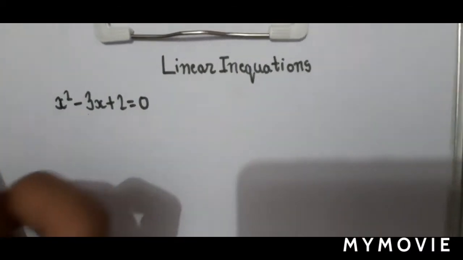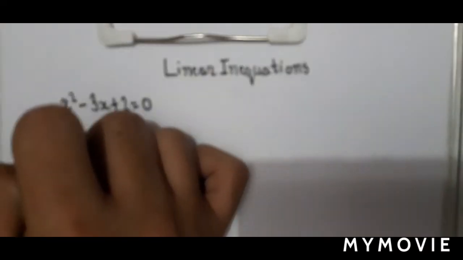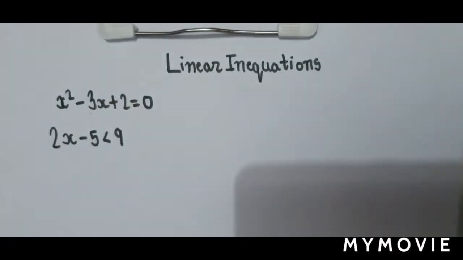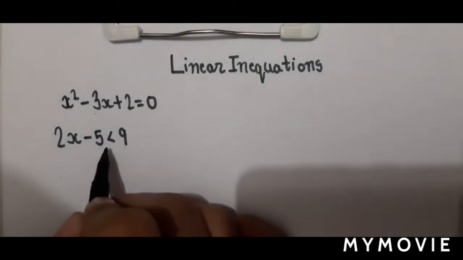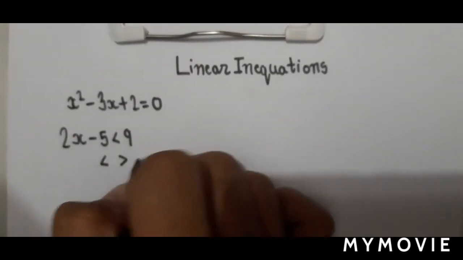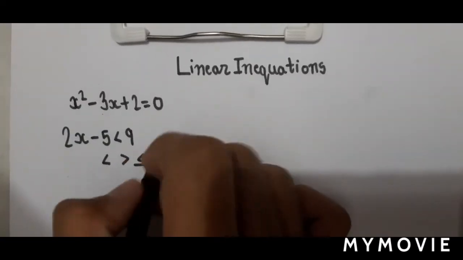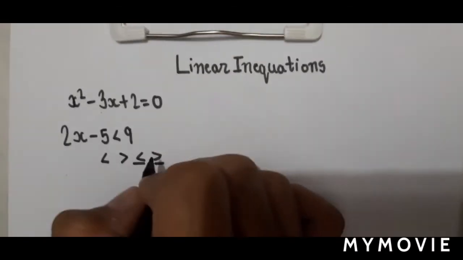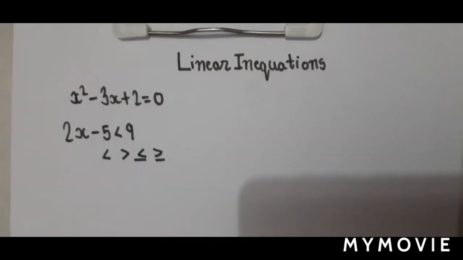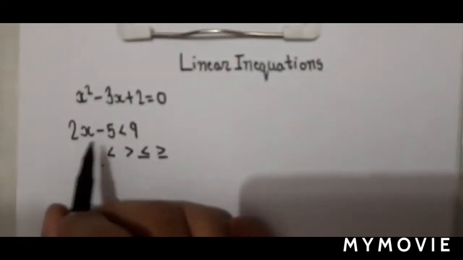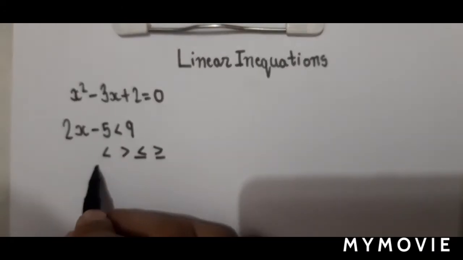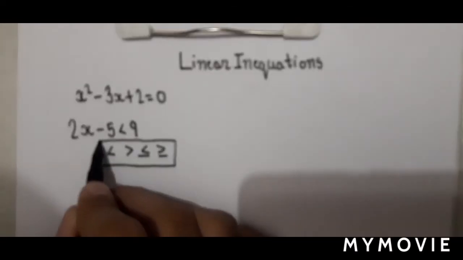But linear inequations are, see, 2x minus 5 is less than 9, represented by these symbols. See, greater than symbol, lesser than symbol, greater than is equals to symbol, lesser than is equals to symbol. So linear inequations are represented by these four symbols.